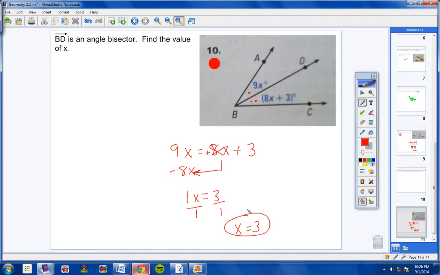Okay? And so what we've studied today is angle bisectors and how an angle bisector divides an angle into two congruent angles, okay? And then we've applied that to some math problems, okay?